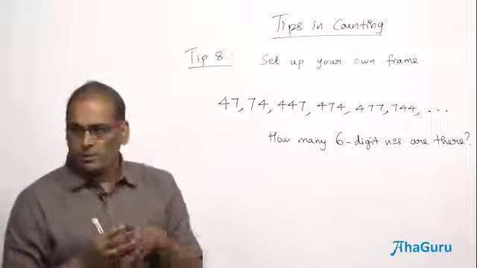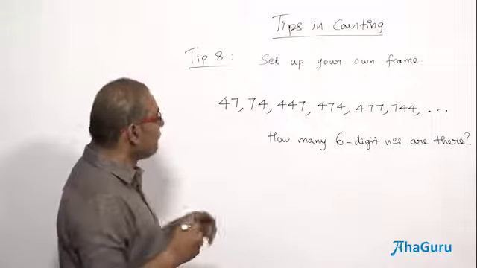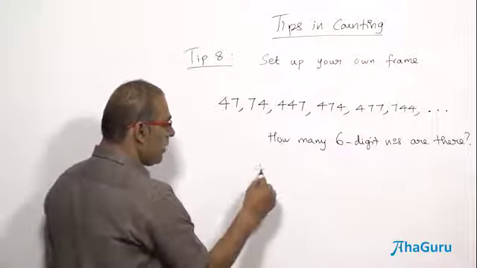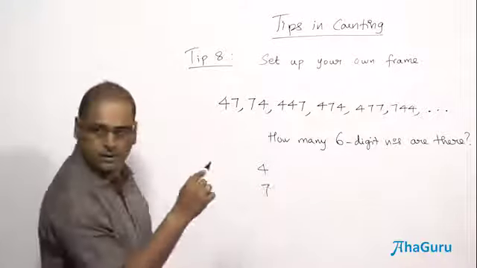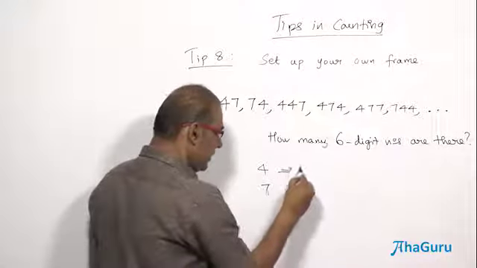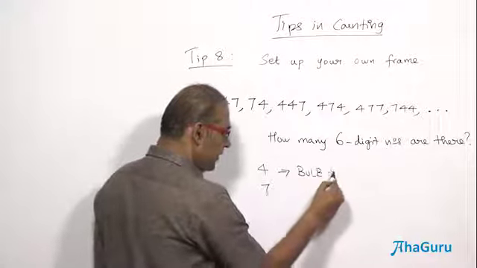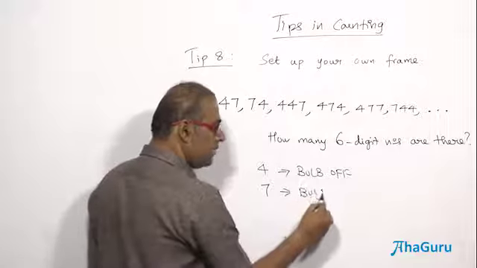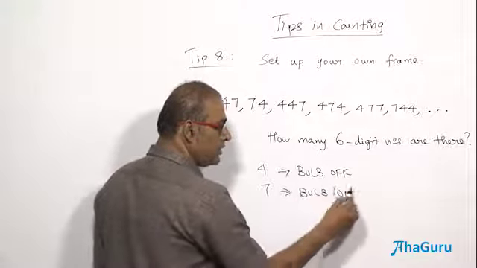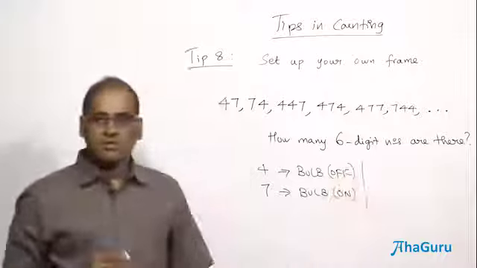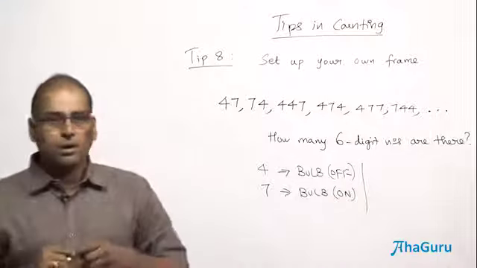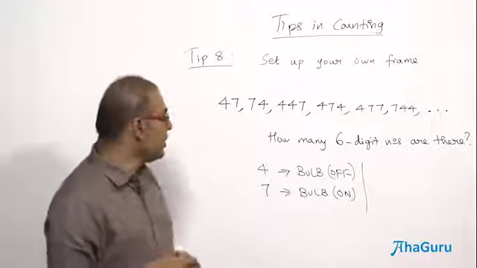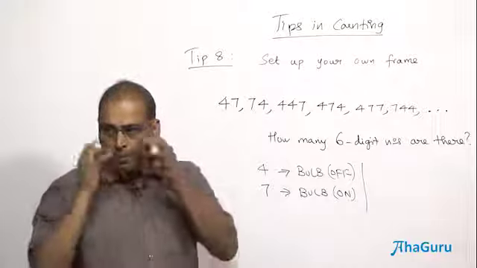Concentrate. You can think of 4 and 7 as codes. 4 is like a bulb which is in off position, and 7 is a bulb which is in on position. Just convert to a frame, correct? So I may have 2 bulbs or 3 bulbs or 4 bulbs like that.